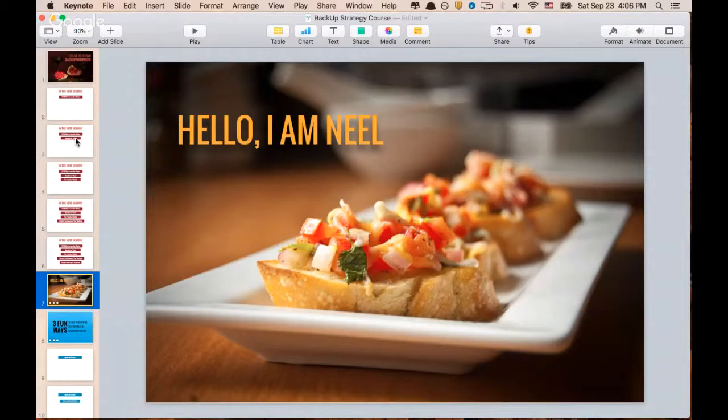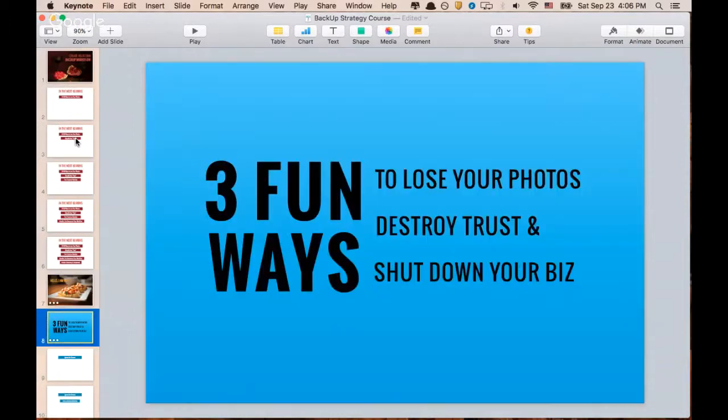Not a fun position to be in, not a fun place to be in if you're struggling or even trying to get your own business going, or even if you have a business that is sustaining. If you have not had a backup plan, you're basically planning to fail. There's no way of putting that across, and that's where this aspect of three fun ways to lose your photos, destroy trust, and shut down your business comes up. If you don't have a backup plan, you are basically waiting for the disaster to happen. And I don't want to sound like an insurance agent who's trying to sell you insurance. I mean, I'm sure you've talked to an insurance agent, and it's not a very pretty conversation.